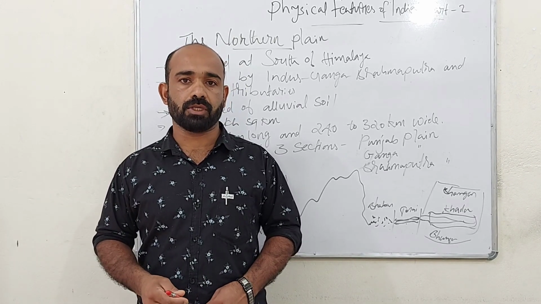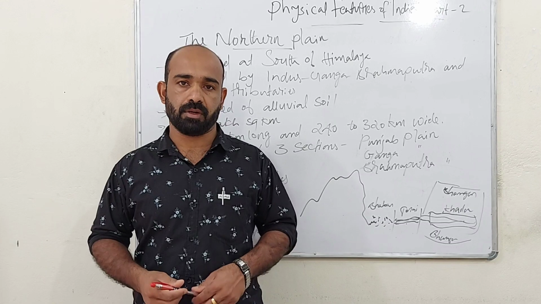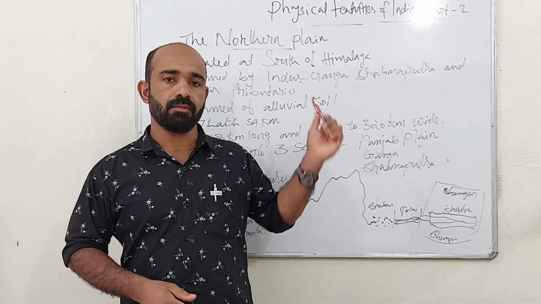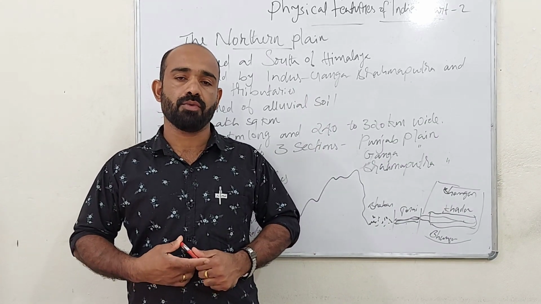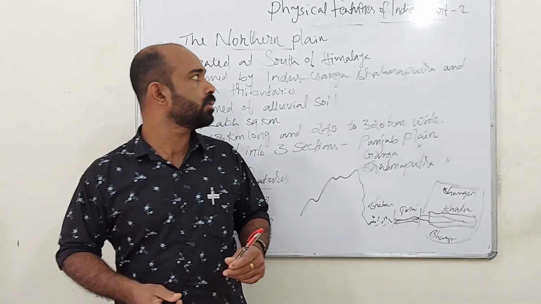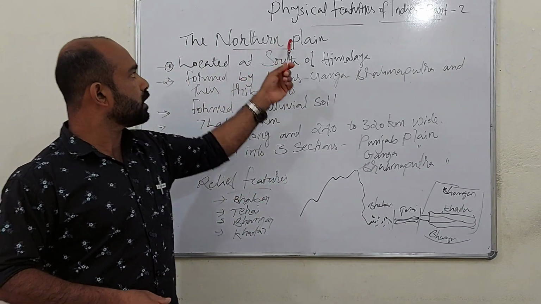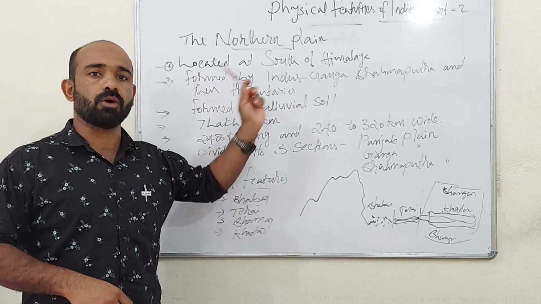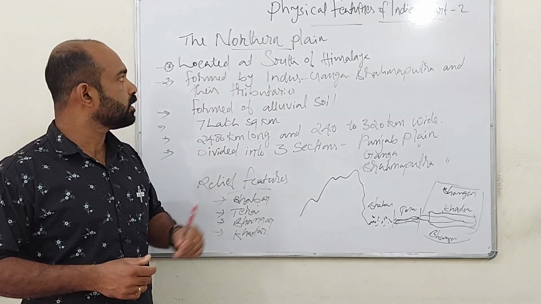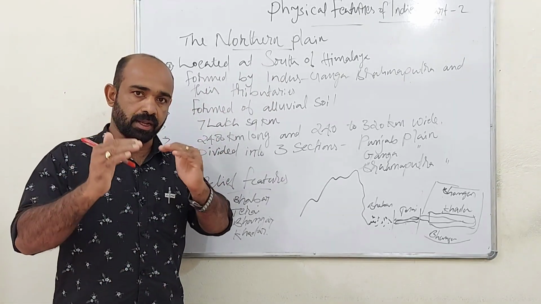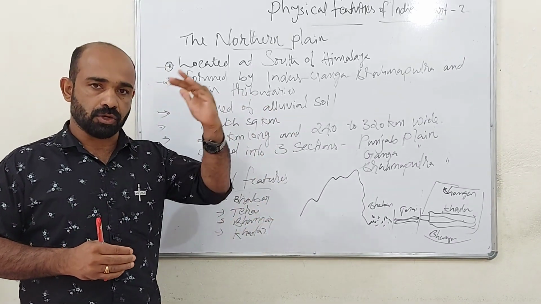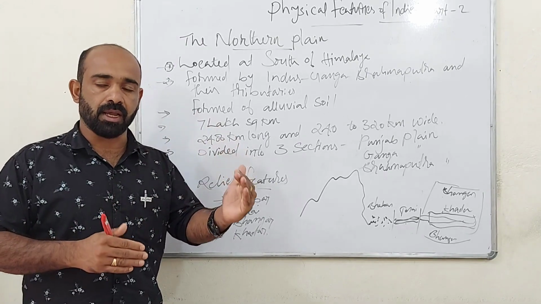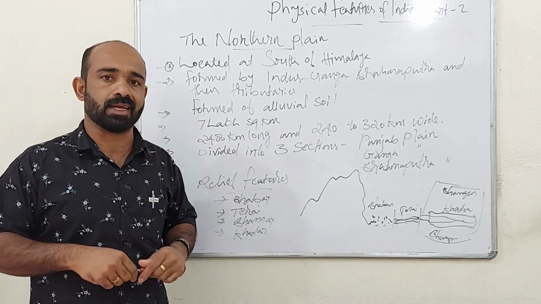Today we are going to study the same chapter, Physical Features, second part, the Northern Plain of India. First of all, let's see the Great Northern Plain of India. It is located south of the Himalaya. We have studied the Himalaya, where three ranges are there. The northernmost range is Himadri, the middle range is Lesser Himalaya, and the lowest or southernmost range is Shivalik.